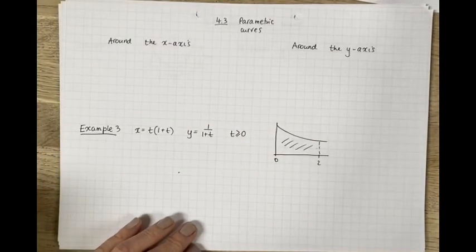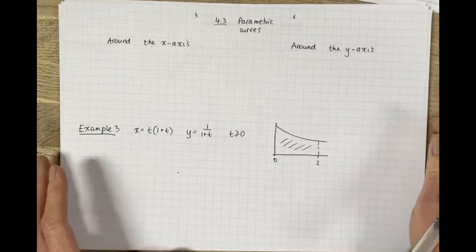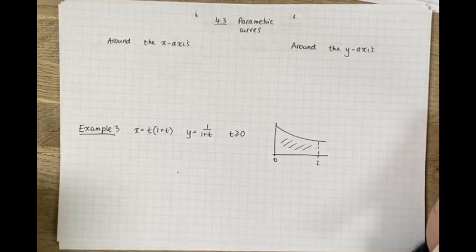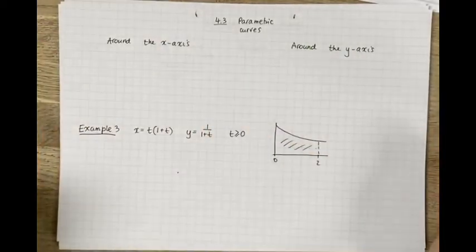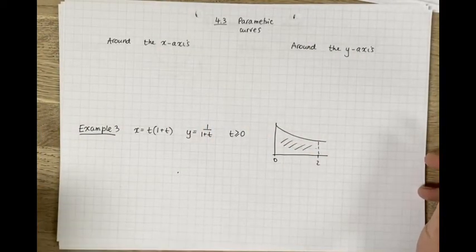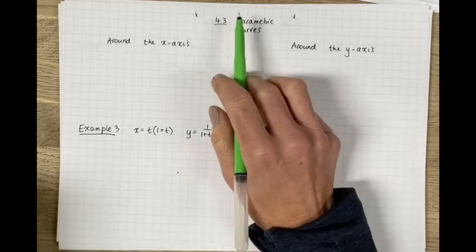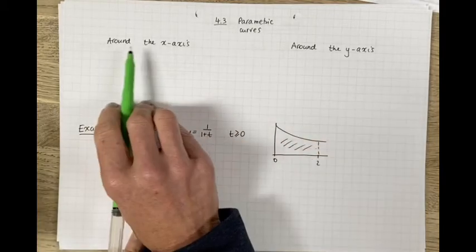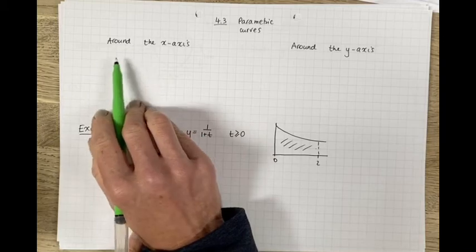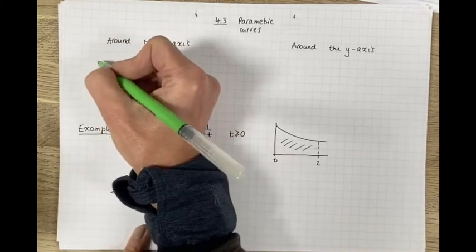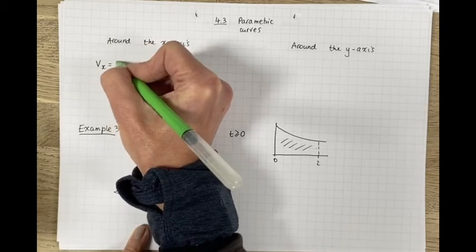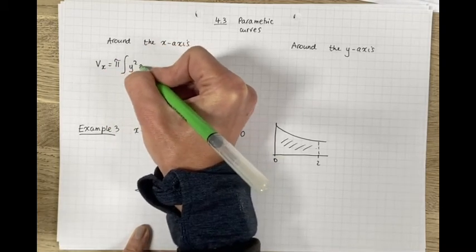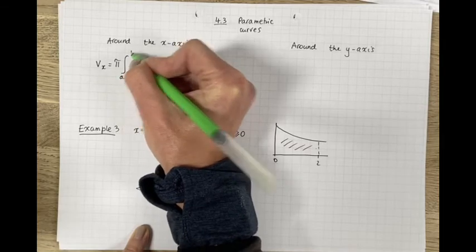Okay, the next section is 4.3. Section 4.3 leads to exercise 4C, and it will be immediately after example 3. So this time we are talking about both around the x-axis and around the y-axis, but using parametric curves. So let me just remind you of what the formula is for finding the volumes of revolution around the x-axis. So this is what it looks like. So it's pi, and then you've got y squared dx between the limits a and b.